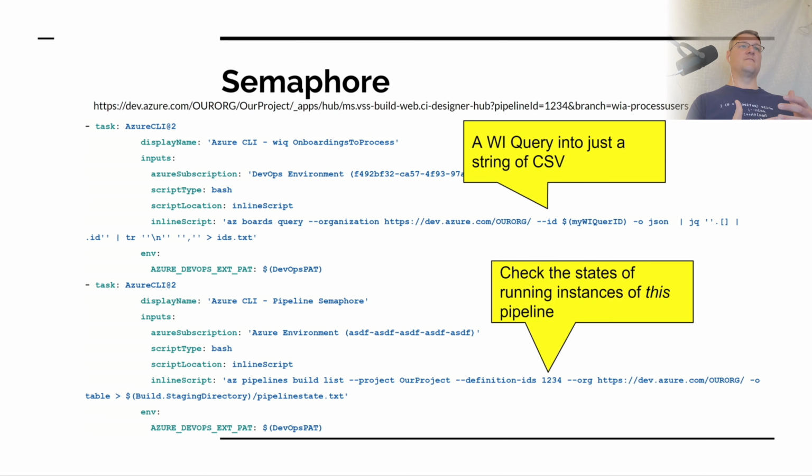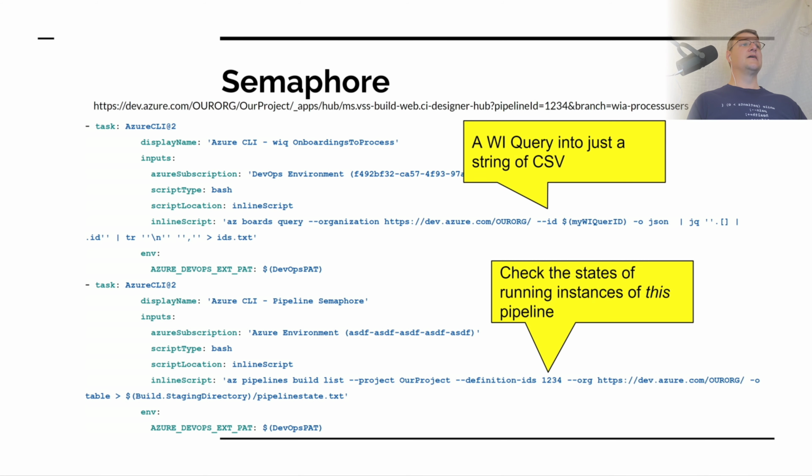But I wanted to explain what a semaphore looks like when you're doing it in Azure DevOps YAML. So what we do here is we ask for a boards query, that's a work item query, and I pass in the ID of my query, and I get back the output. It's always JSON coming back from the Azure command line client, and you can parse it out, and I stuff all those IDs into an ID text.